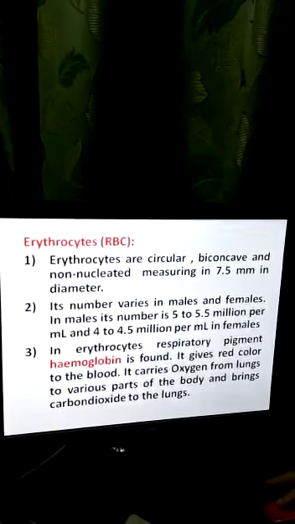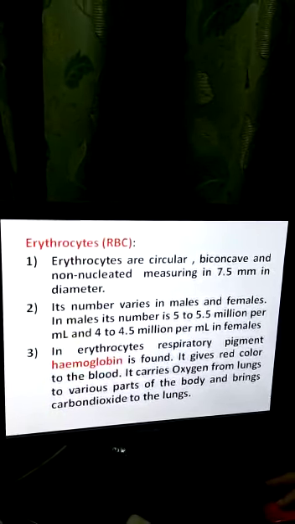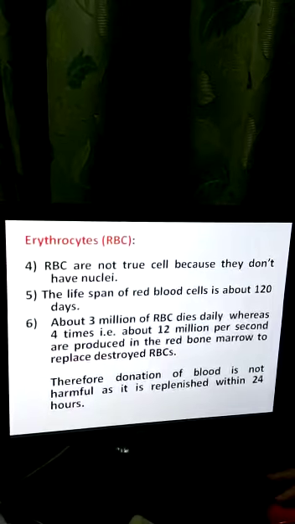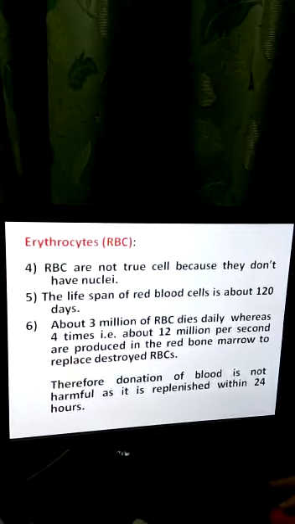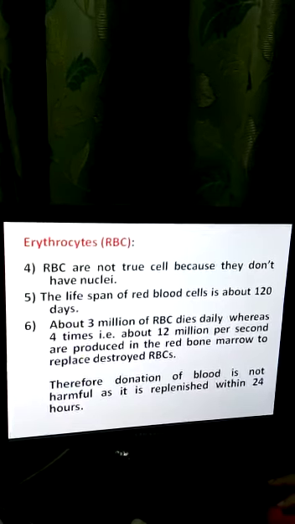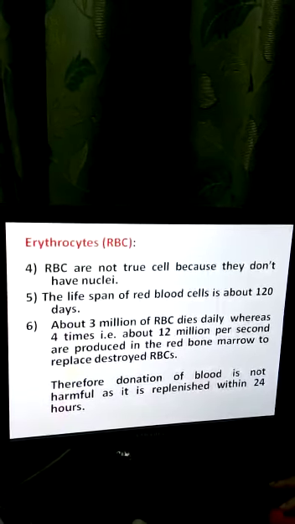So why is the color of the blood red? That is due to the presence of the respiratory pigment known as hemoglobin. It carries oxygen from the lungs to various parts of the body and brings carbon dioxide to the lungs. RBCs are actually not true cells because they don't have nuclei. The lifespan of red blood cells is about 120 days.